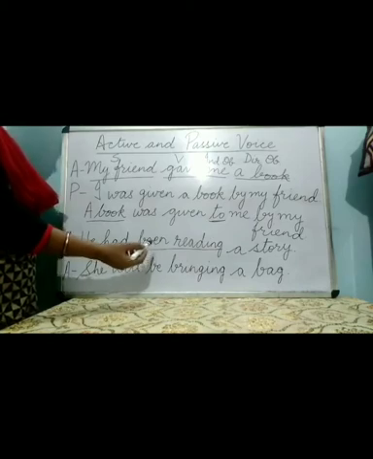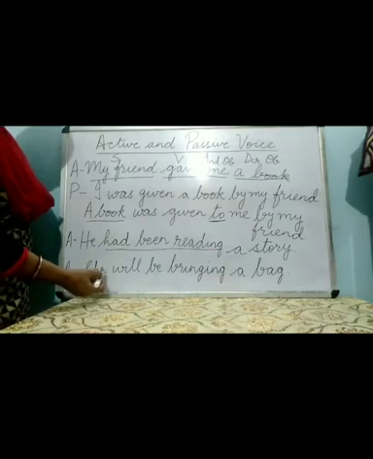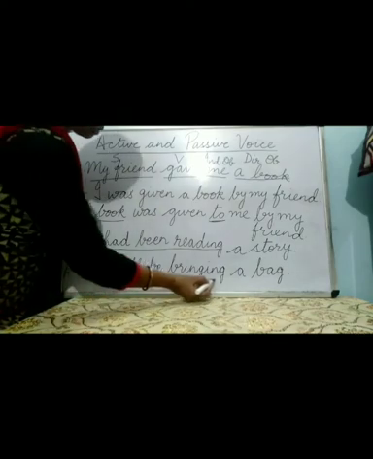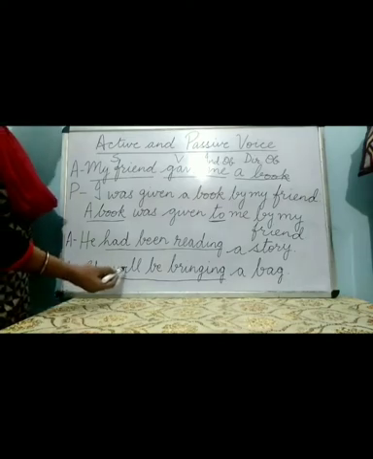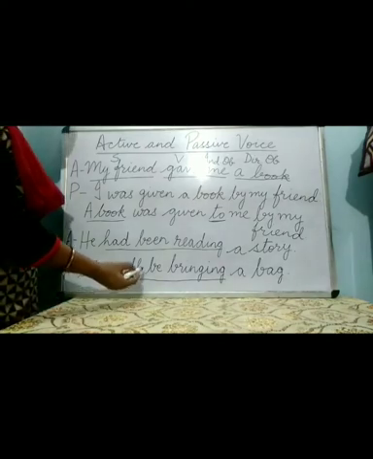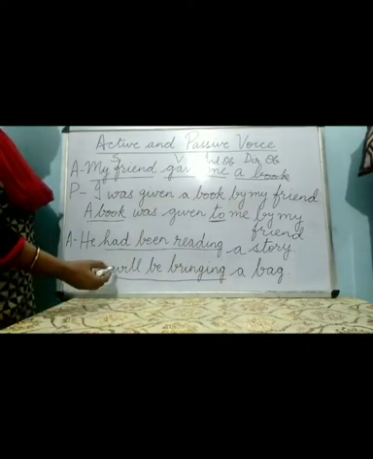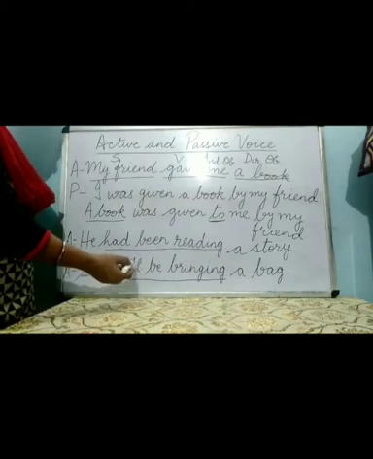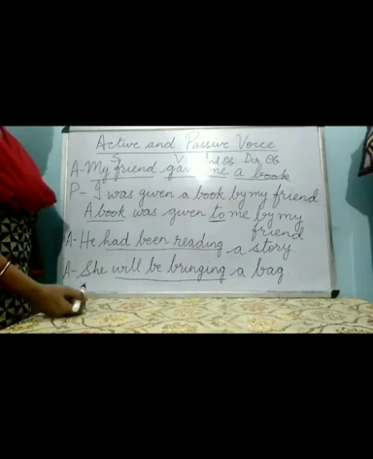Then another rule is, here you can see, she will be bringing a book. Here will be bringing is the continuous form of the future tense. So if your active voice is in the continuous form of the future tense, then in this case also the passive voice cannot be formed. If the active voice is in the present continuous or past continuous, it can be changed. But if it is in the future continuous, then it cannot be changed into passive voice.